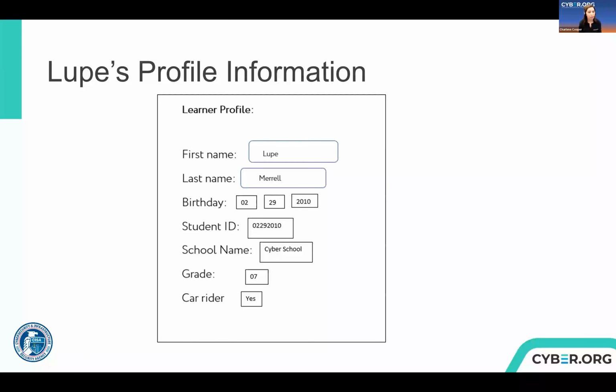At this point, we're explaining to students that this information is known as personally identifiable information, and they will often hear that abbreviated as PII. The information that we're seeing here is personal and unique to Lupe, and it tells very specific details about you.